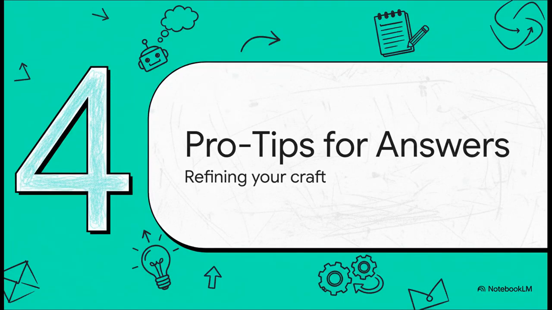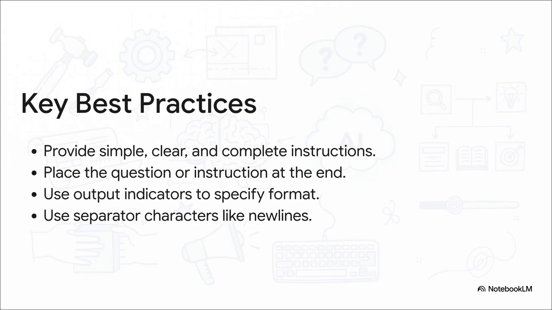All right, you've got the basics down. You're no longer a beginner. So let's move on to some pro tips that will help you polish your craft and take your prompts from pretty good to absolutely amazing. Here are 4 little habits that will have a massive impact. First, just be simple and clear. No need to be fancy. Second, and this is a big one, you got to remember this, put your main question or instruction at the end of the prompt. This really helps the AI focus.